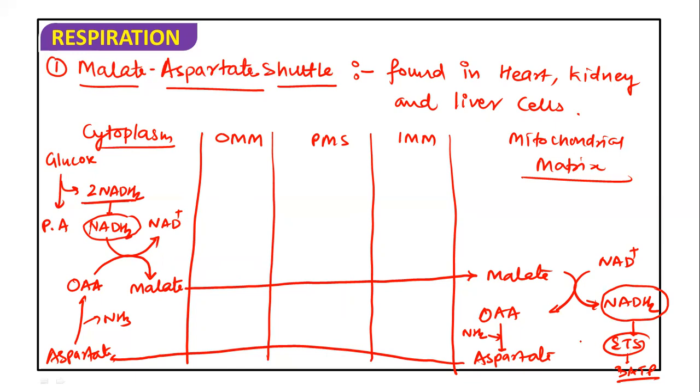So when the cytosolic NADH2 is able to give 3 ATP, this shuttle is active, and the total 38 ATP gets synthesized from one glucose. But another shuttle is there, that is the glycerol 3-phosphate shuttle.